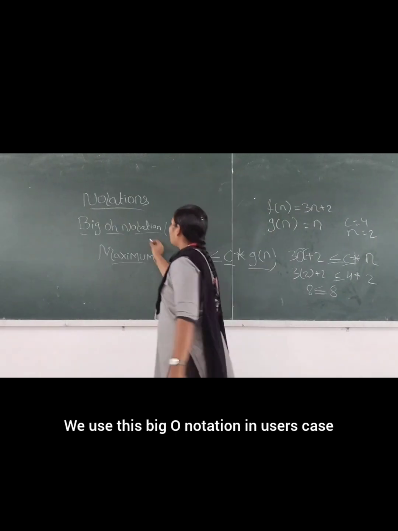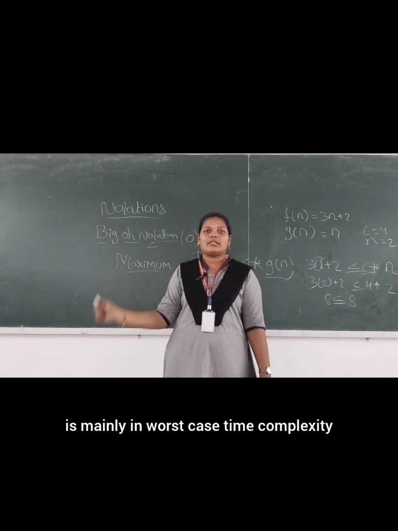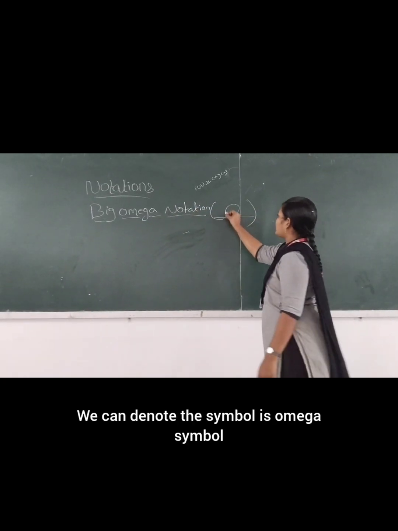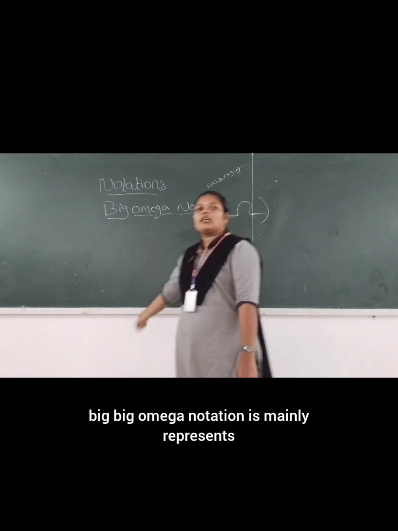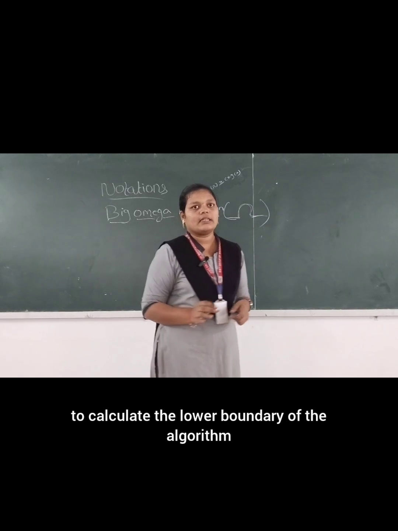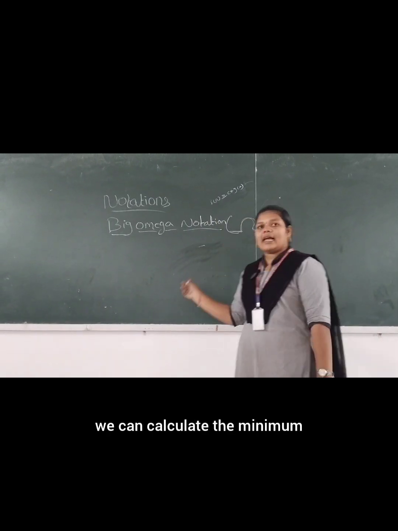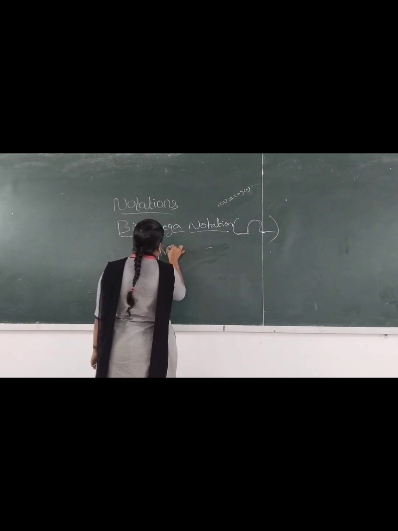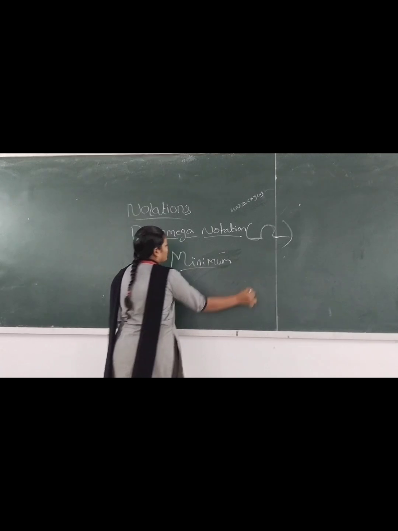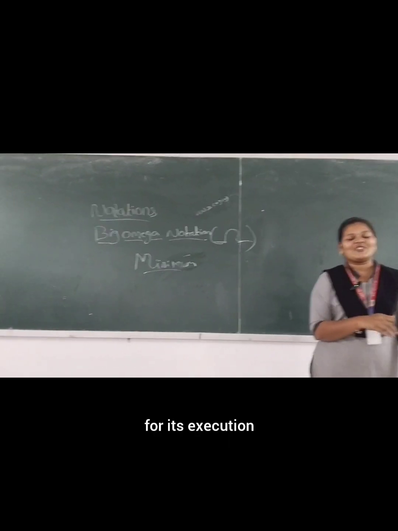We use this big O notation mainly in worst case time complexity. The second one is big omega notation. We denote it with the omega symbol. Big omega notation is mainly used to calculate the lower bound of the algorithm. By using big omega notation, we can calculate the minimum amount of time required for the algorithm for its execution.